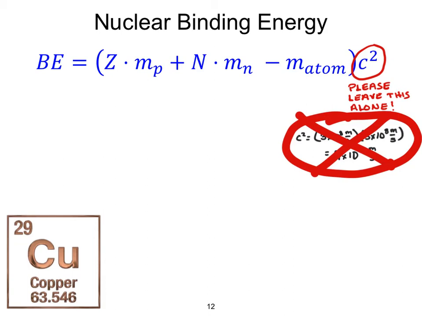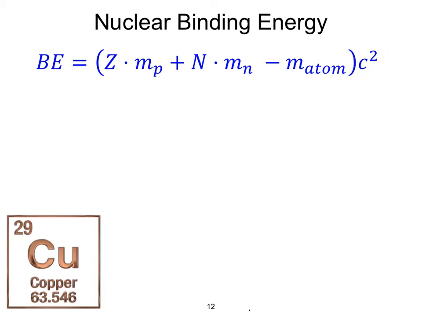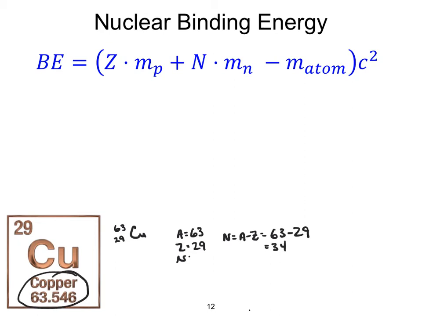Let's see how this works by finding the binding energy of copper. In particular, let's look at copper-63, the most common stable isotope of copper. First, we know that copper-63 has 63 nucleons and that copper has 29 protons. This means that copper-63 has A minus Z neutrons, or 63 minus 29 equals 34 neutrons. Now, the atomic weight for copper that you see on a periodic table of elements is an average of the mass of all the isotopes. We need a mass of a specific isotope, copper-63.